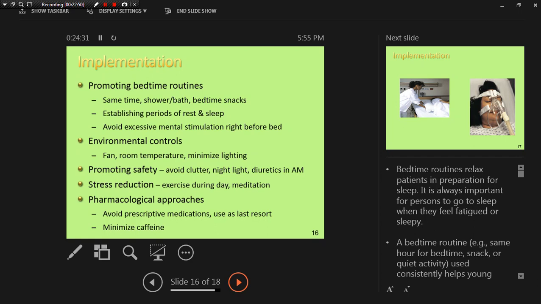If we're giving diuretics or any medication that could cause an increase in urination, do it in the morning, limiting the time frame of the day. And then obviously stress reduction, making sure if we're going to exercise, do it in the day, not right before bed. Meditation, right? Guided imagery, those are all wonderful things to do before patients go to bed.